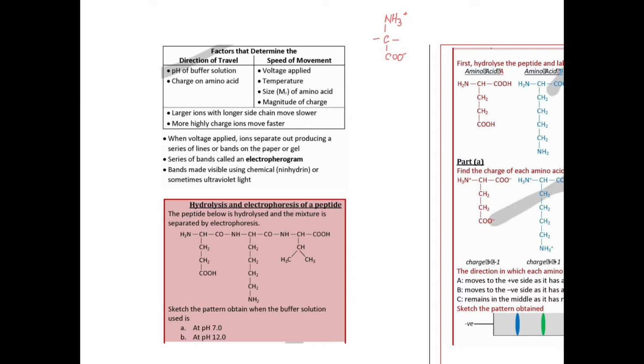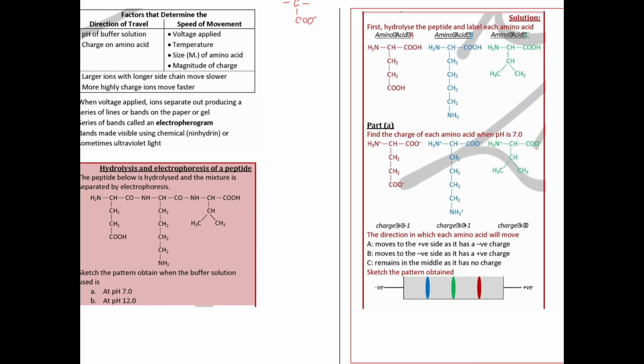Okay, now we will have an example. You can see the example later. When voltage is applied, ions separate out, producing a series of lines or bands on the paper or gels. So how does it look like? You can see something like this, which is here.